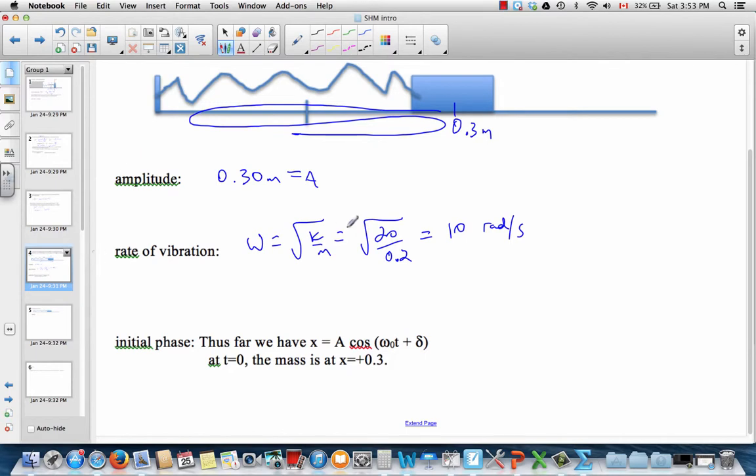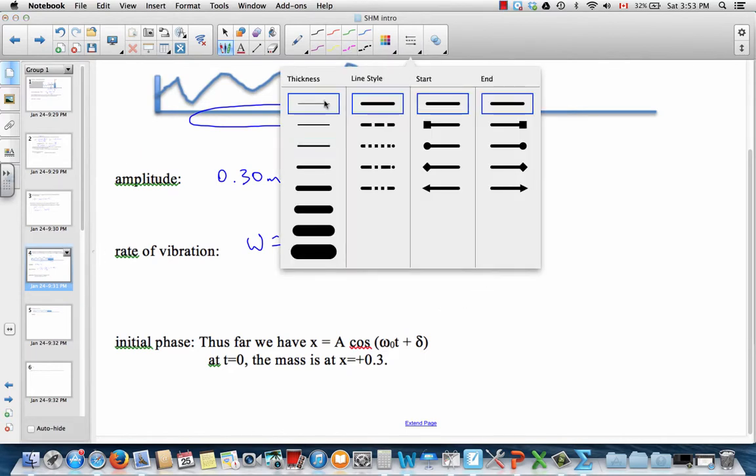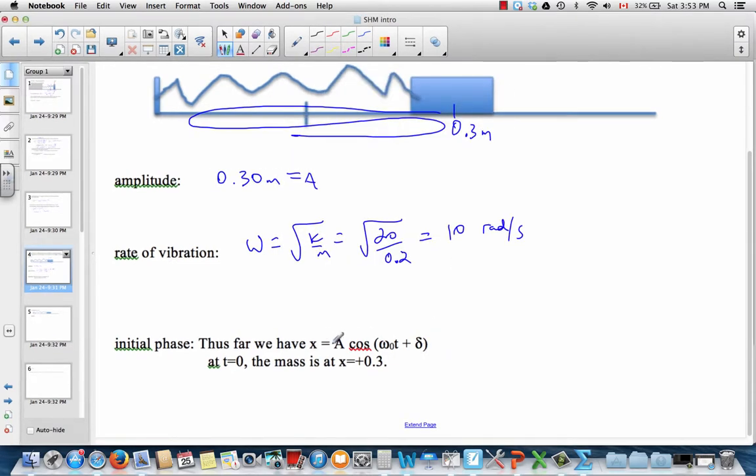Okay, so we'll put in then the amplitude is 0.3 cosine 10 times t plus delta. So we're going to put in a time of 0 and an initial position of 0.3. So that's the x value, that's the t value. So 10 times 0 is just 0, so we're just left with cos delta here. And then we divide both sides by 0.3 and you get 1.